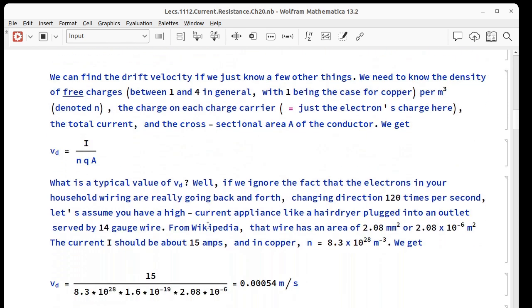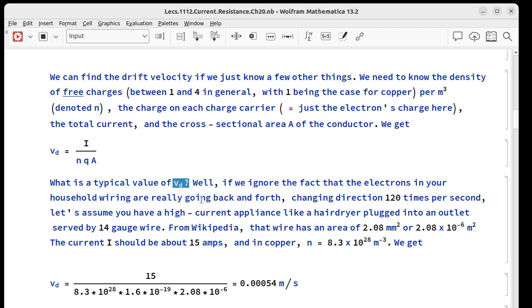We can find this drift velocity if we know a few other things. We need to know the density of free charges, between 1 and 4 per atom. For copper, it's about 1 per cubic meter, and we use a little n to indicate this. So it's a constant for each metal. We also need the charge on each carrier, which is just the electron's charge, the total current, and the cross-sectional area A of the conductor, so pi r squared for the size of the wire you're using. Our formula for this drift velocity is I over nqA.